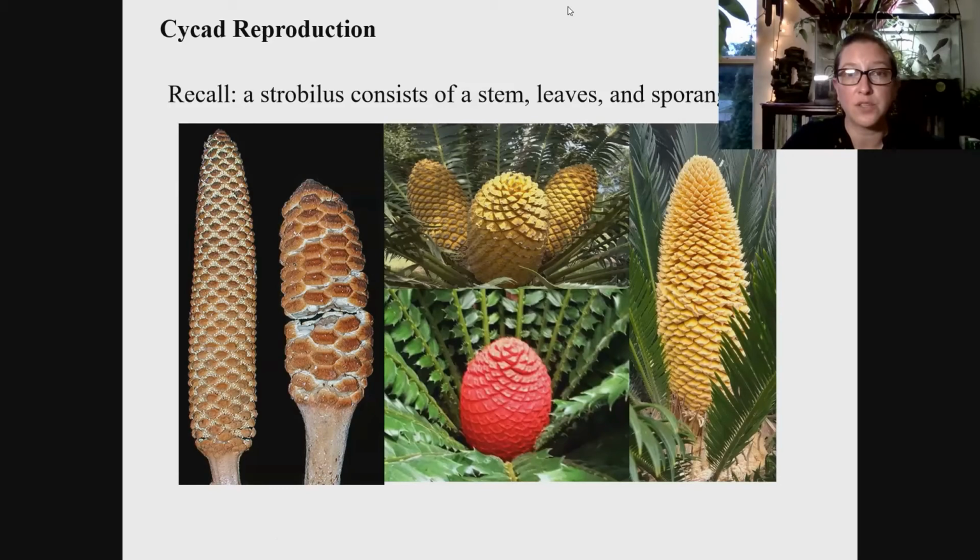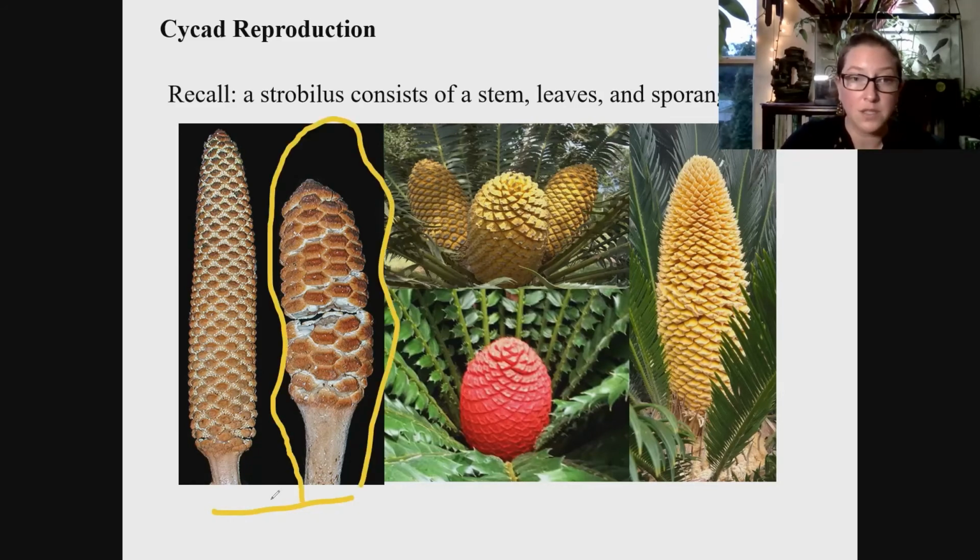These are just some representative cycad strobili. On the left here, each of these is a strobilus. And this tells you on the slide, right? A strobilus is a stem with leaves, and the leaves have sporangia on them. Because we have two different types of spores, in the case of the cycads, you'll have a strobilus that only makes megaspores and a strobilus that only makes microspores. On the right here is a female strobilus. On the left, next to it, is a male strobilus.